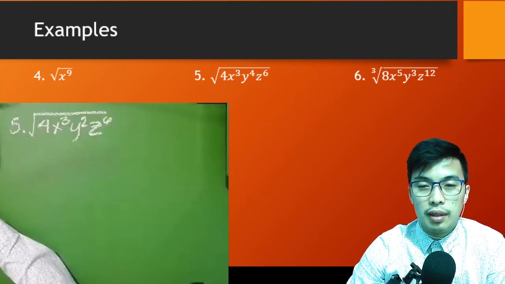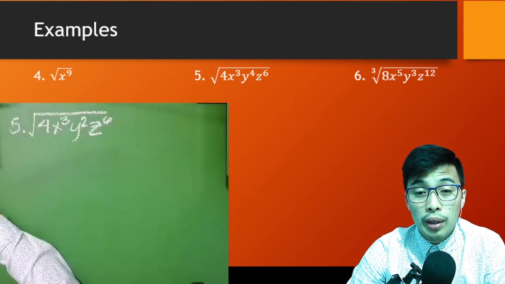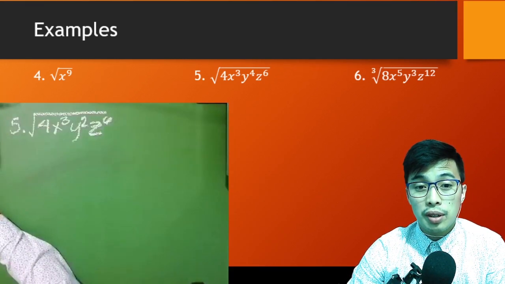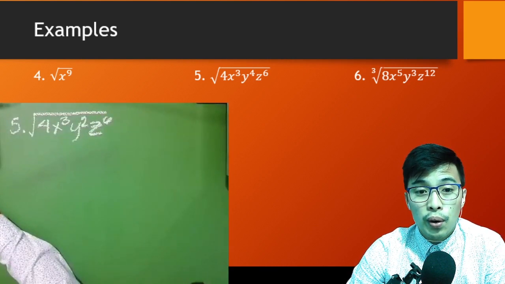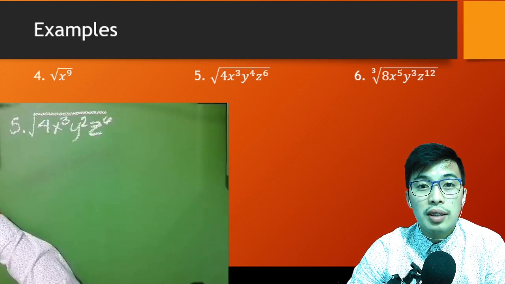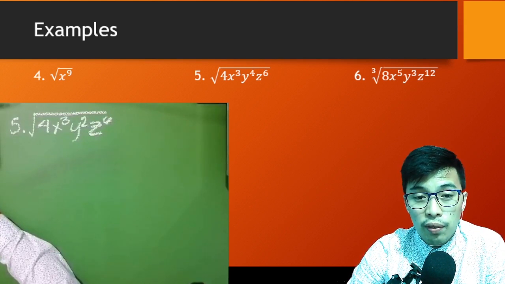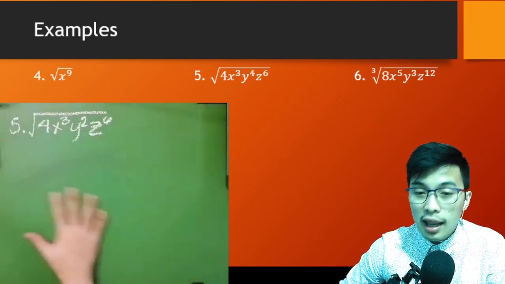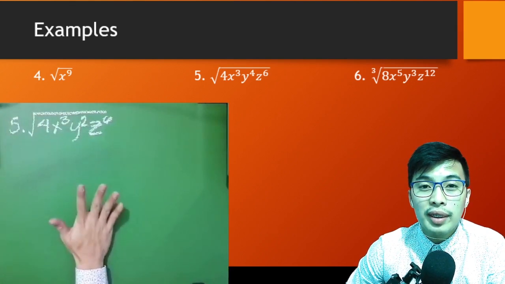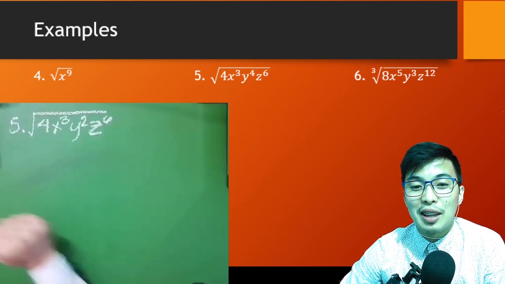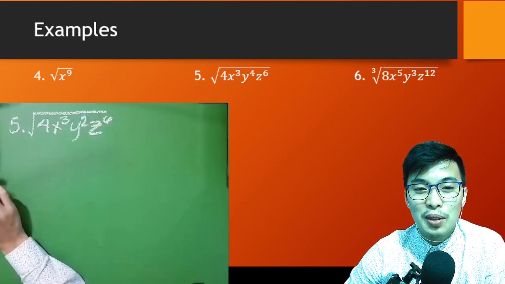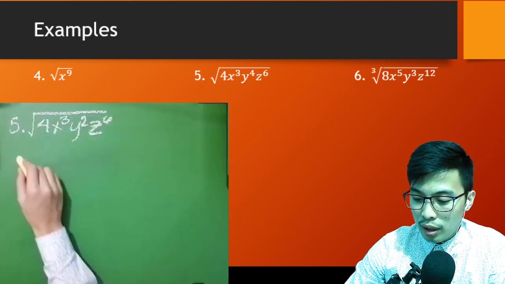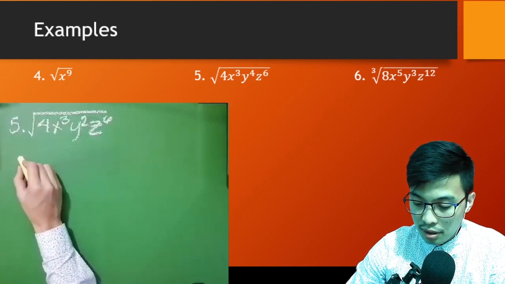Okay. Next class is we move on to number 5, which is the square root of 4 times x raised to the power of 3 times y raised to the power of 2 times z raised to the power of 6. So you can see, class, yung whiteboard is napalitan na ng green board. Alright, so we move on in solving this.